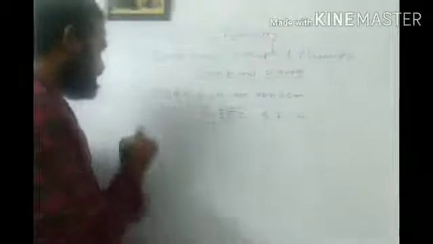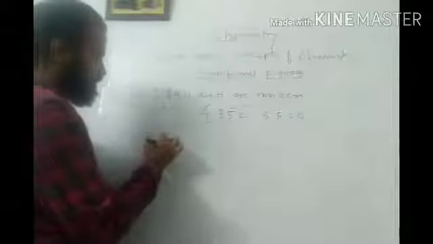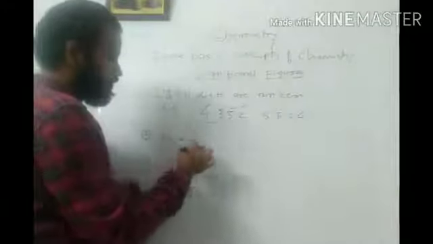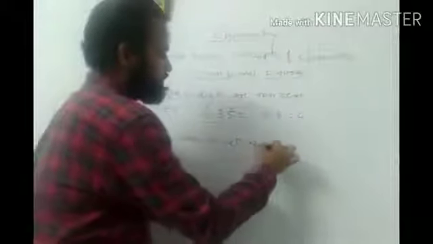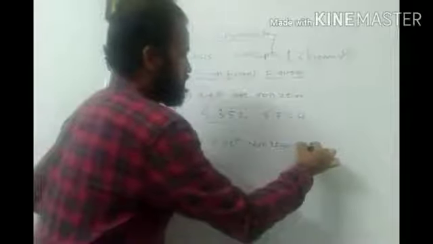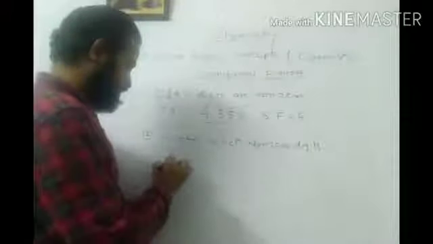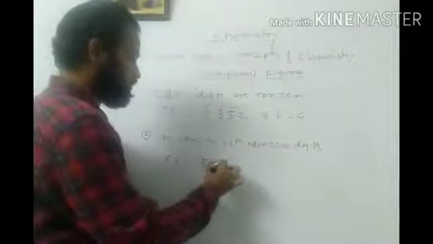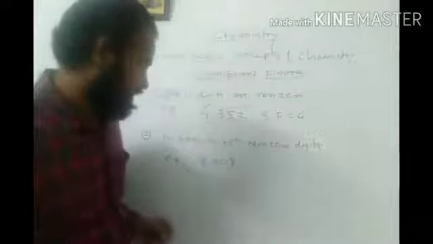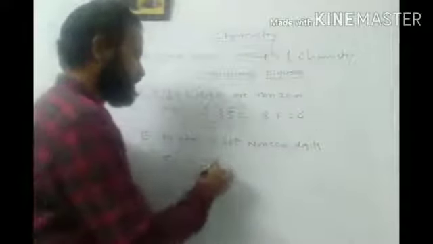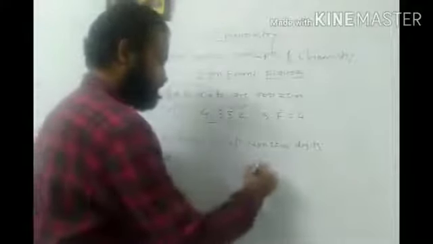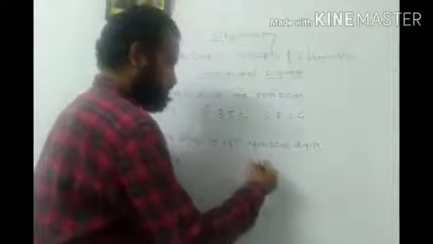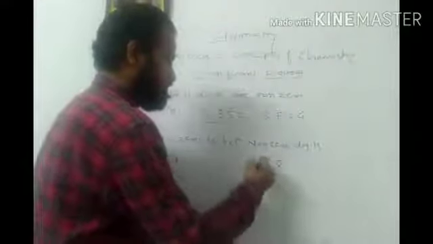Then we will see the second rule. All zeros in between non-zero digits are significant. What does this mean? For example, let us say 3.008. Let us take this example.